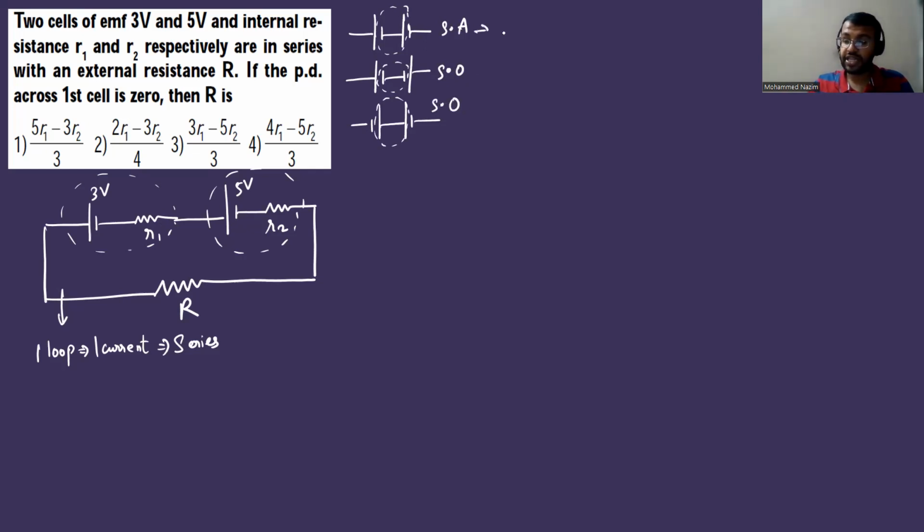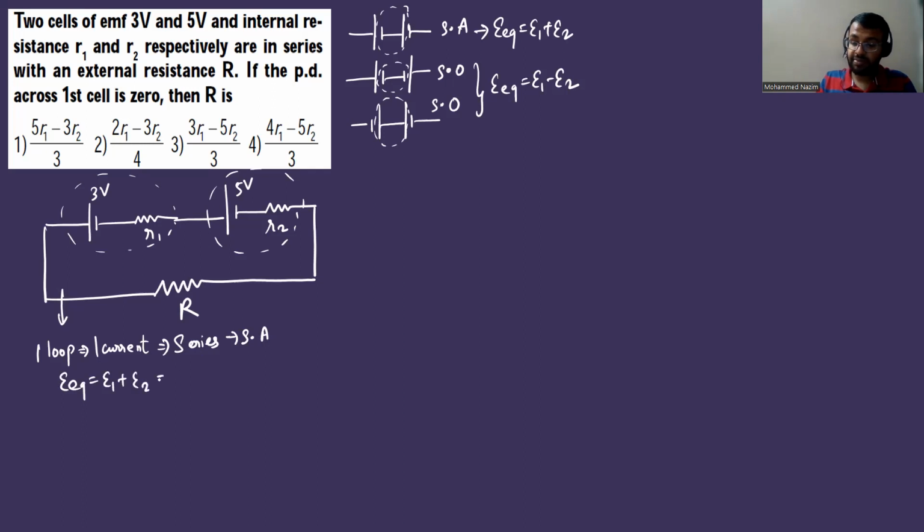In case of series aiding, what is the equivalent EMF? It is going to be E1 plus E2. And in series opposition, E equivalent is going to be E1 minus E2. So finding out whether it is series aiding or opposition is a very, very important part. Here we can see that they are connected in series aiding. It's not mentioned, but we can understand it is series aiding. So the equivalent EMF will add up, E1 plus E2, which is 3 plus 5, equal to 8. And since it is a series connection, the final resistance will be R1 plus R2 plus capital R.